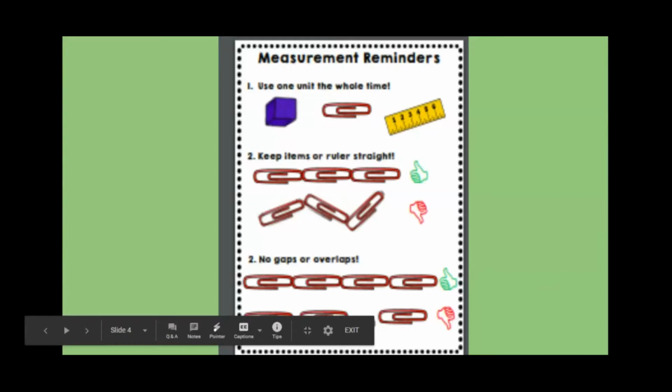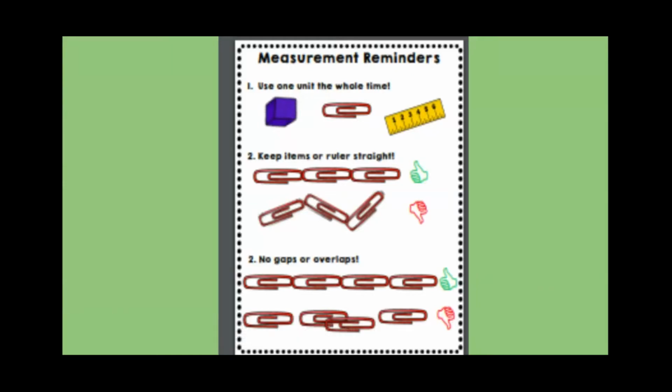Okay, so as we said earlier, we're going to be measuring objects using smaller items today. Before we hop into our visual learning bridge, I wanted to show you this anchor chart with some measurement reminders. One, use one unit the whole time. So if you're measuring your notebook, you don't want to use paper clips and crayons because they are not the same size. You want to use the same size unit the whole time.